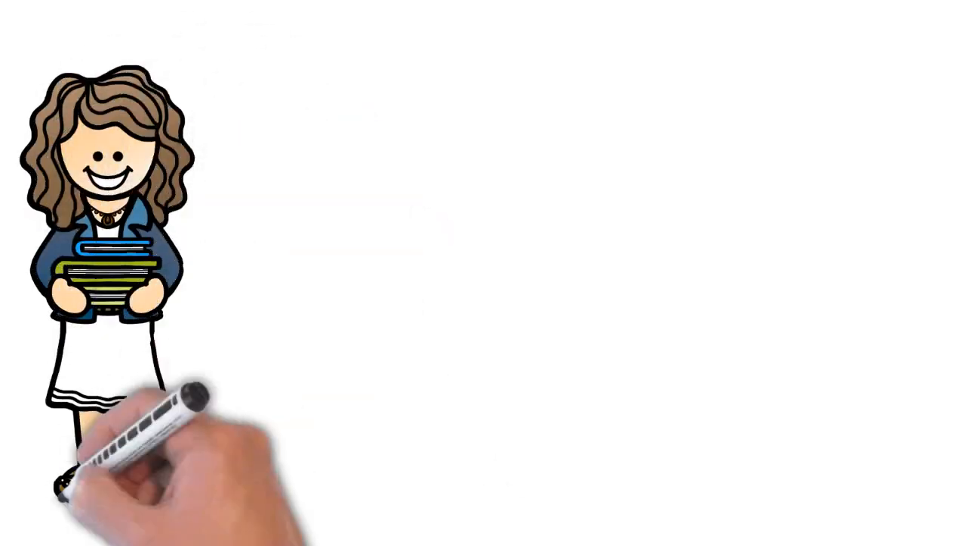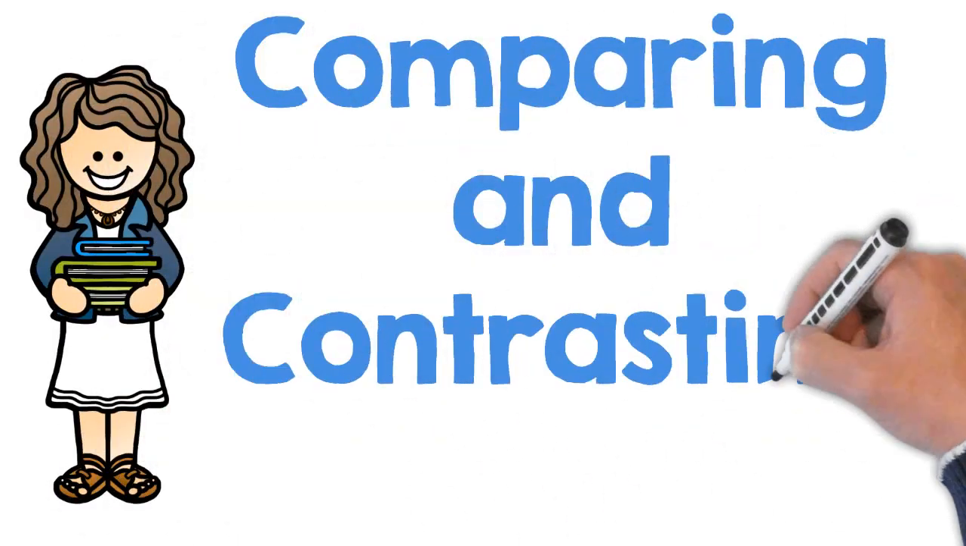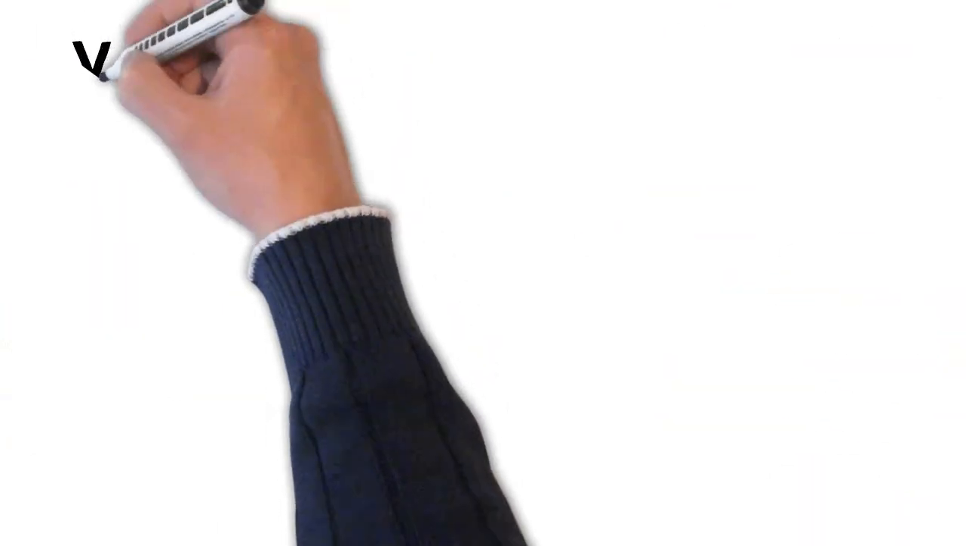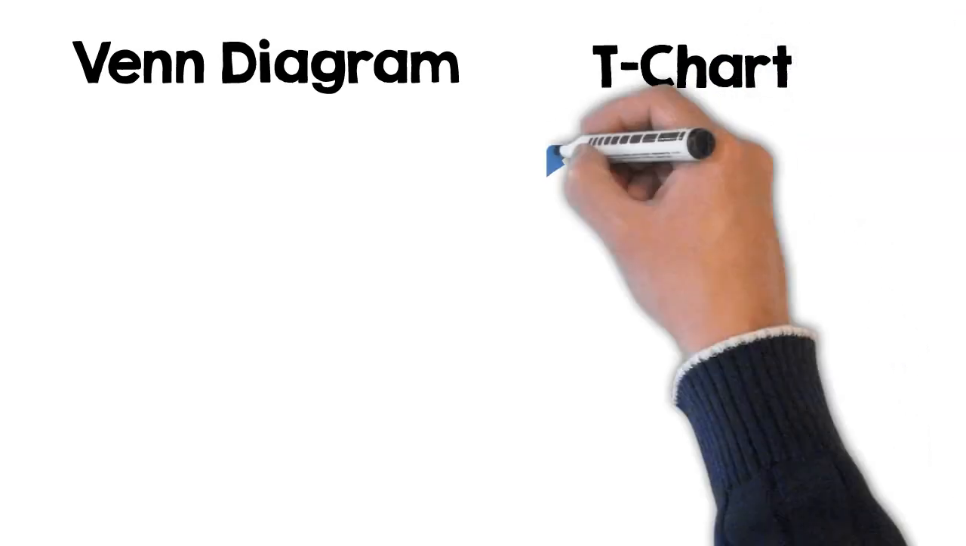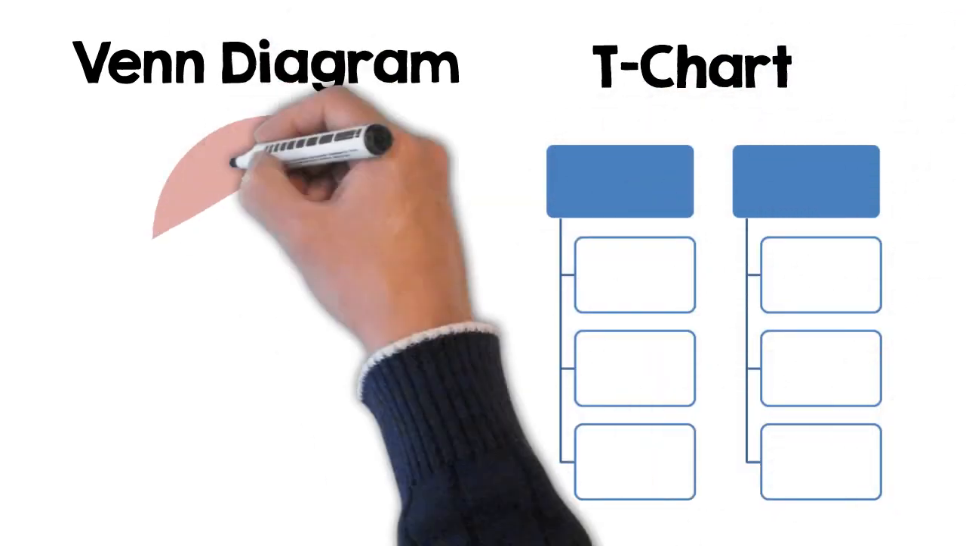In this video, you're going to learn about comparing and contrasting fiction. Two popular organizers that are often used to compare fiction are the Venn diagram and T-chart.